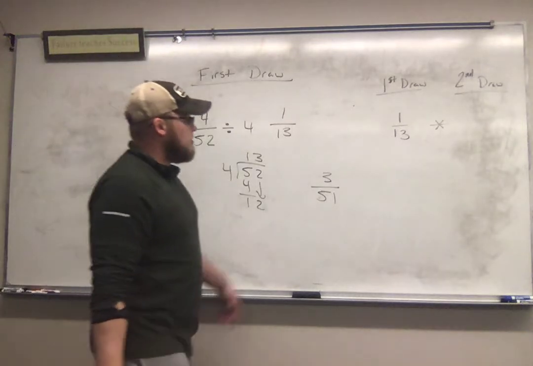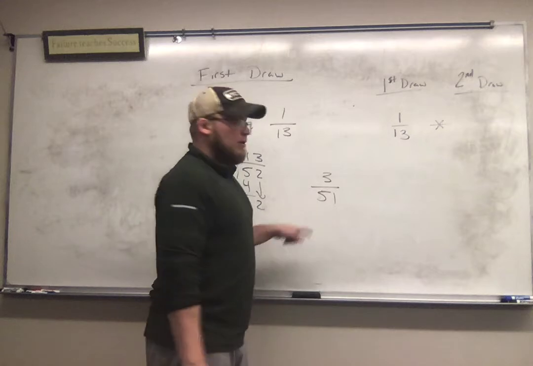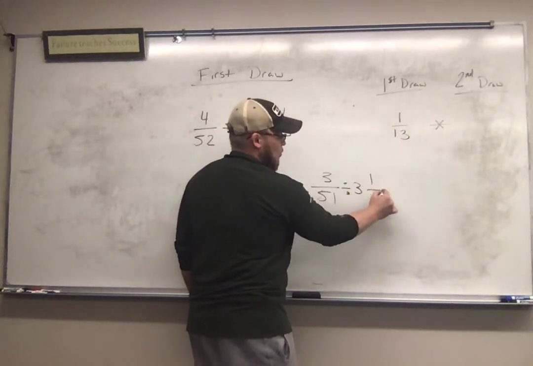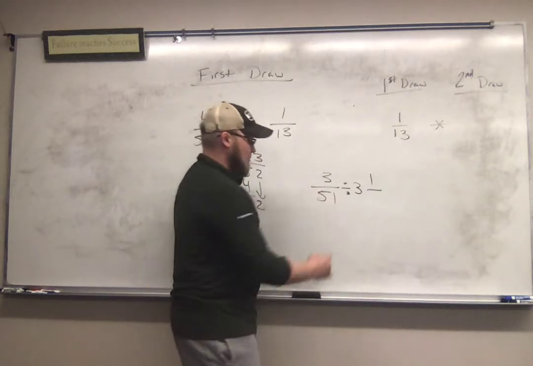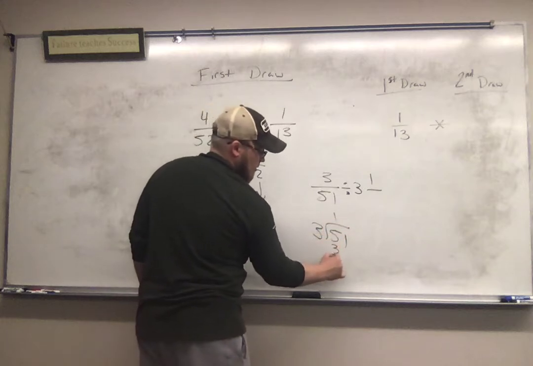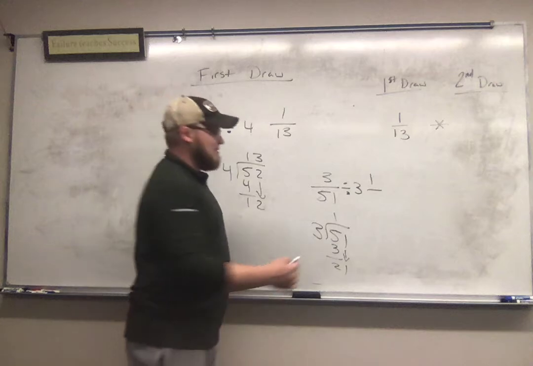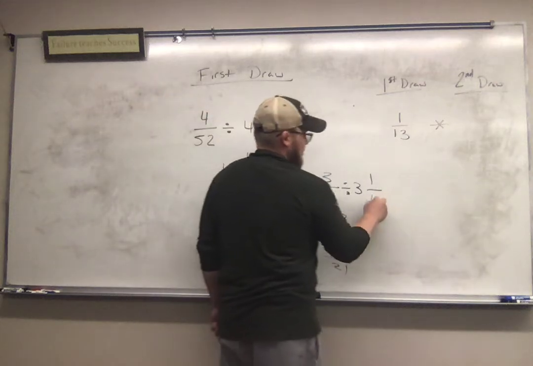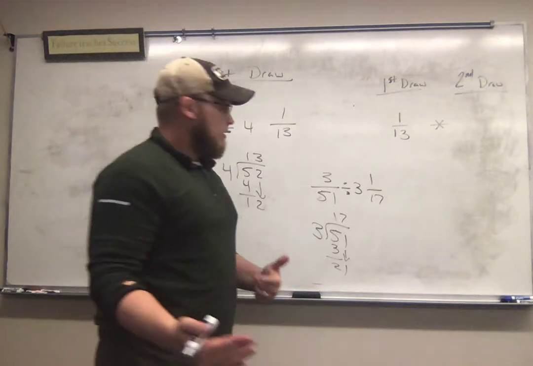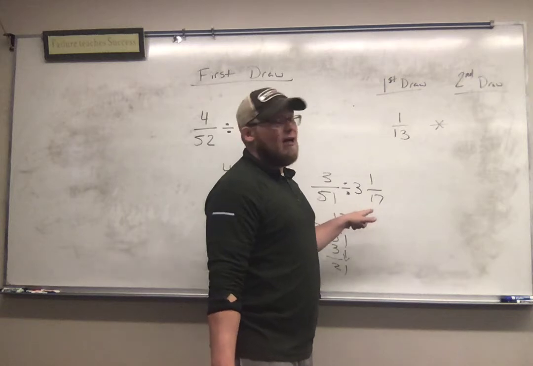Now you can reduce this as well, and actually 3 goes into both numbers. So if I do again, divided by 3, 3 divided by 3 is 1, and 51 divided by 3, well, let's do it out real quick. How many times does 3 go into 21? That's 7. So the second time of drawing that ace, in theory, it should happen 1 time out of every 17. So not great odds.